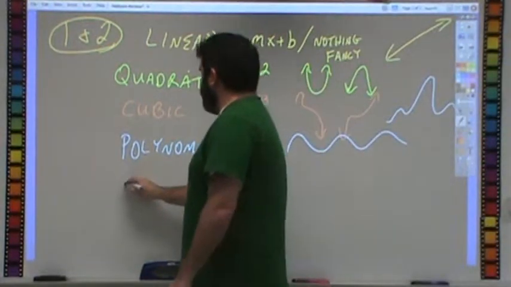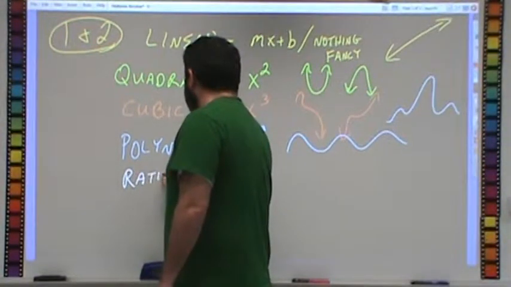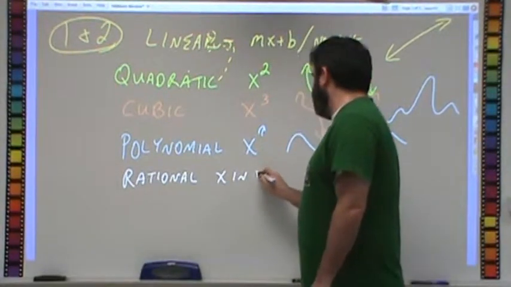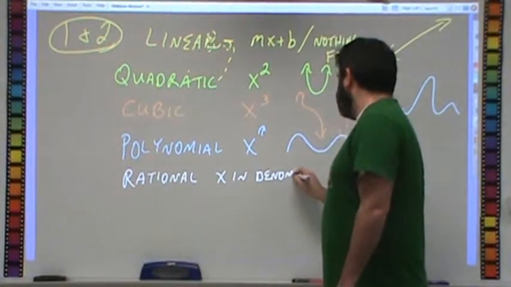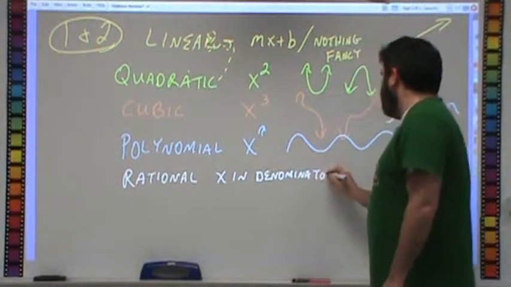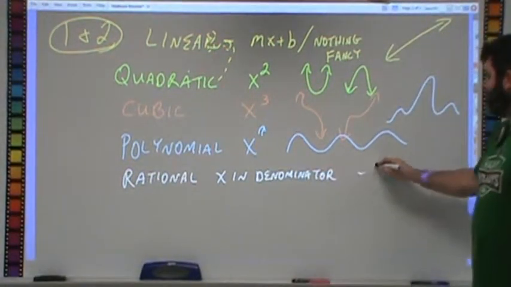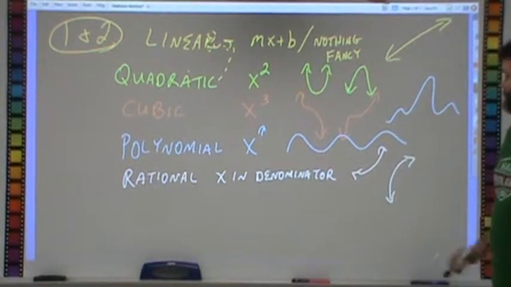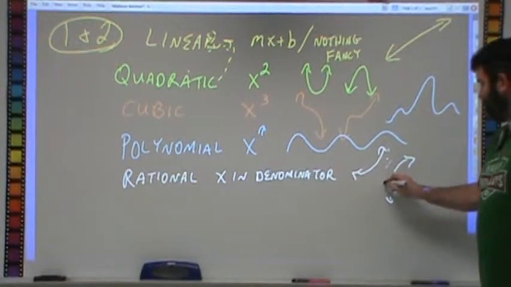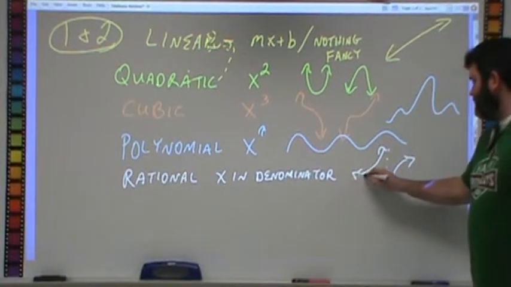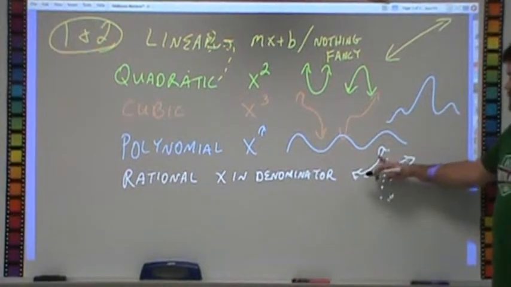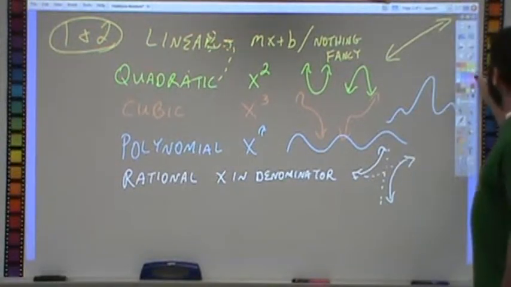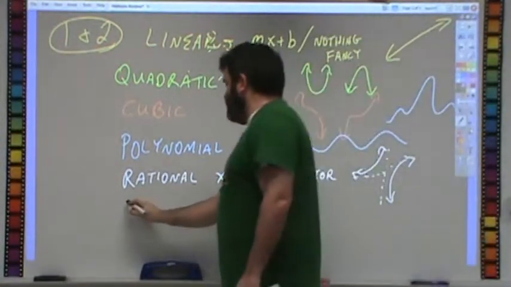After that, we've got rational. Rational must have an x in the denominator. And the graphs, if you remember, are going to have 2 separate curves that don't touch each other. All right, it'll probably have some asymptotes if you can identify the asymptotes. But remember, you're looking for 2 curves that don't touch. That's going to be a rational.